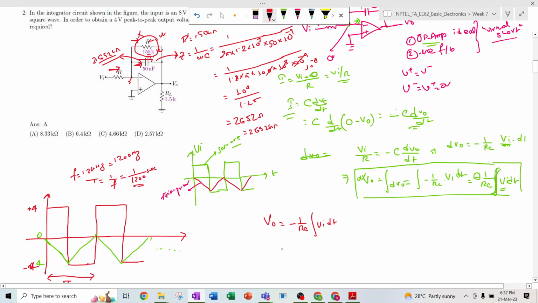Now the Vi input signal is a square wave, that is an 8 volt peak to peak signal. So that means it is minus Vi divided by RC, because it is a fixed signal, into dt. And now integration of dt. So if we consider only this positive part, when this Vi will be high.